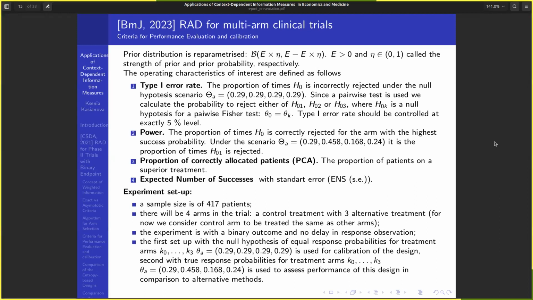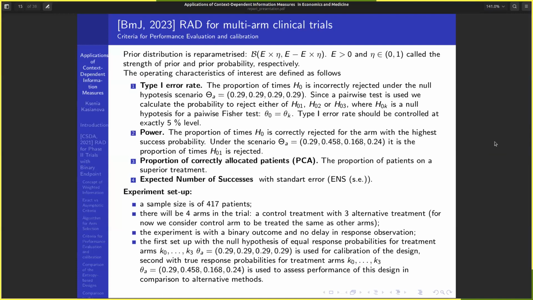Mathematically, not many things changed in this paper. We are still using the results which were proven in the previous theorem, in the previous paper, but here we extend the numerical analysis to the case of a different number of treatment arms, and we investigate different scenarios with, again, the same metrics, which are power and probability of correct allocations.